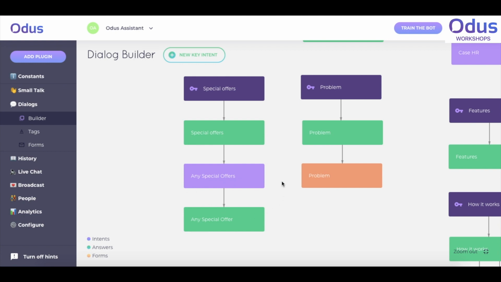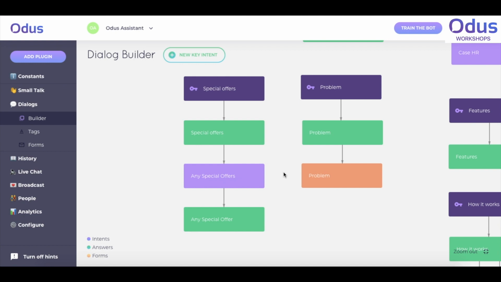This is an example of a simple linear dialogue. To create a simple linear dialogue, you need to add a new key intent and then to add an answer for it, and then to add a new intent again. So a simple linear dialogue is a consequence of intents, answers, and forms followed by one another.